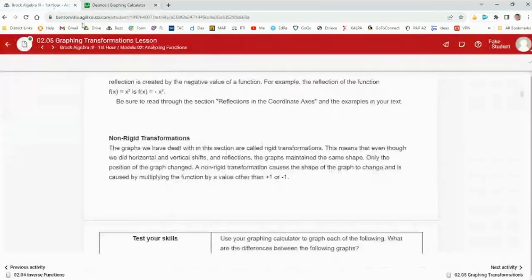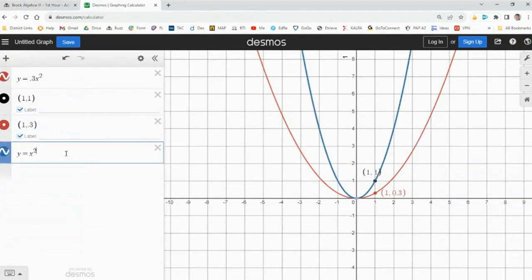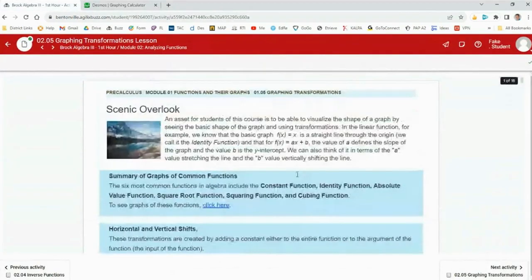All right. So that's a non-rigid transformation. That changes the shape, causes the shape of the graph to change. This is certainly not the same as the original. The original is y equals x squared. It's a very different parabola. It's a much wider parabola. It's been compressed downward. So that is the graphing transformations.